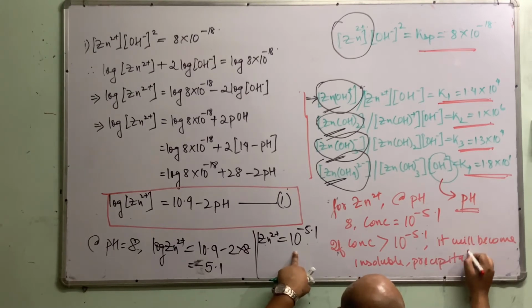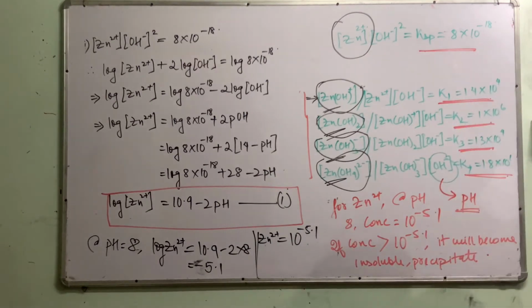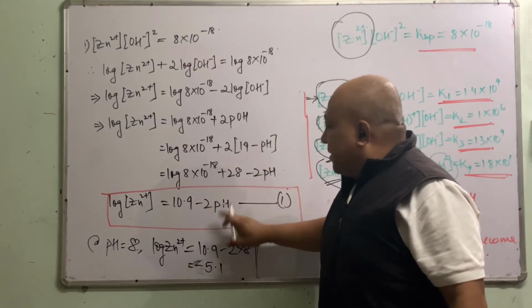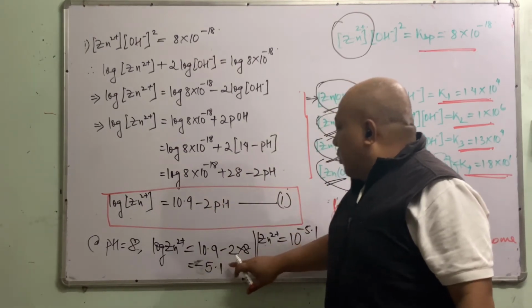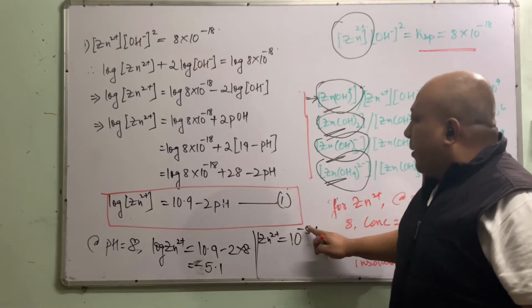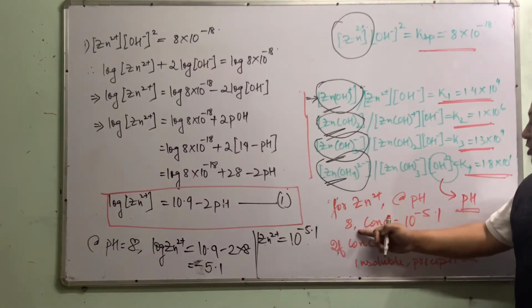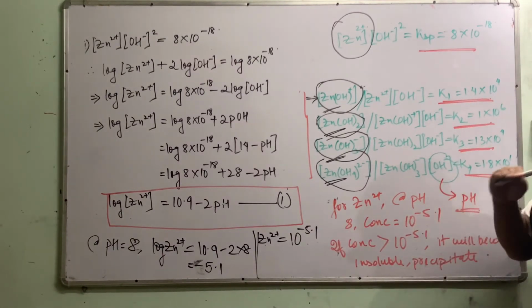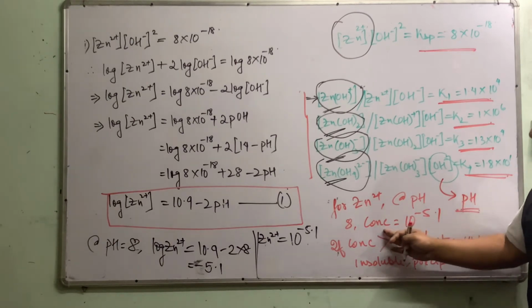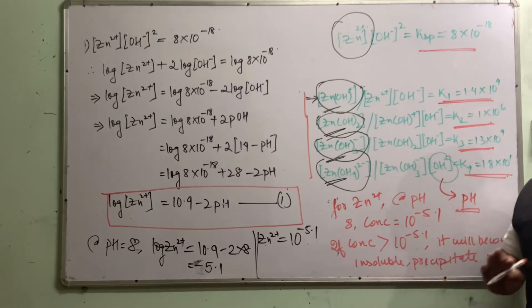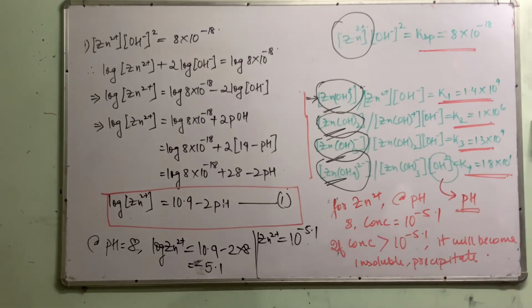Is the concept clear now? This is just one example I'm giving. So at pH 8, 2 times 8 is 16, 10.9 minus 16 is minus 5.1. So Zn will be 10 to the power minus 5.1 because this is log. So at pH 8, if the concentration is 10 to the minus 5.1, it is exactly in the center. If the concentration is greater than that, 10 to the power minus 5.1 moles, it will become insoluble. Is the concept clear? So this is just one example I'm giving. Okay. So you can pause the video, you can have a look.